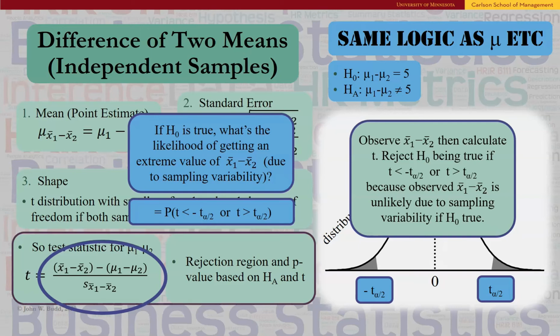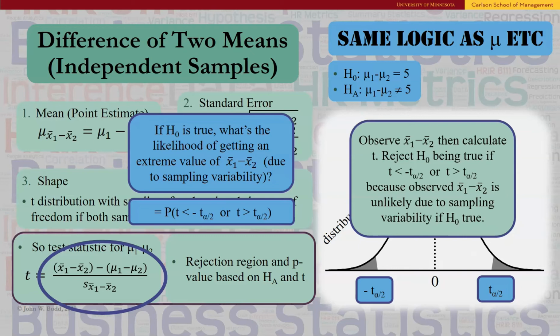What's the probability of getting the difference in the two sample means that we got under the assumption that the null hypothesis is true, simply due to sampling variability? If there's a high probability of seeing the samples that we actually drew, there's not enough evidence to reject the null hypothesis.